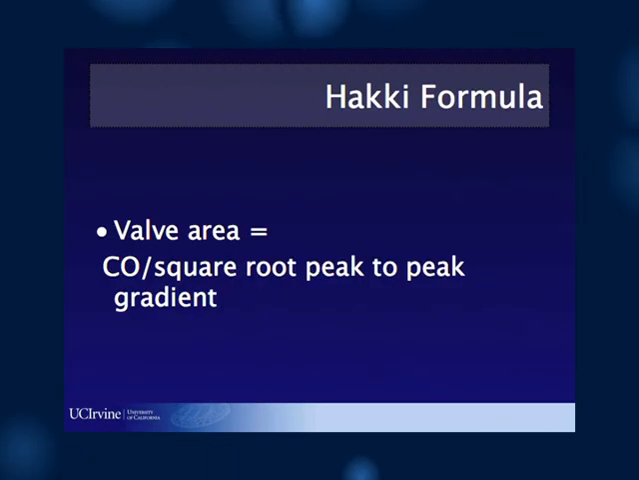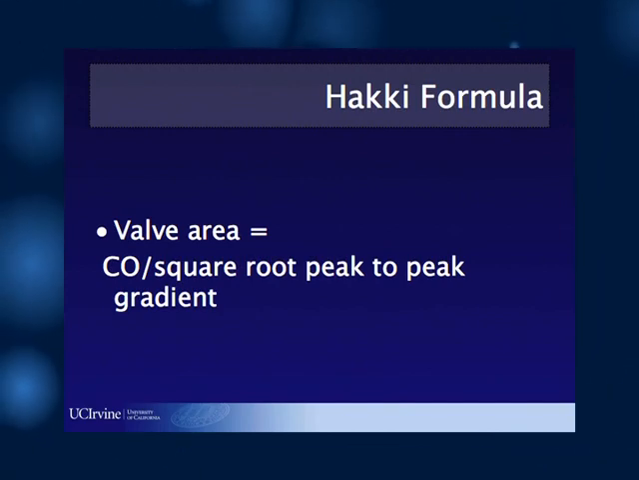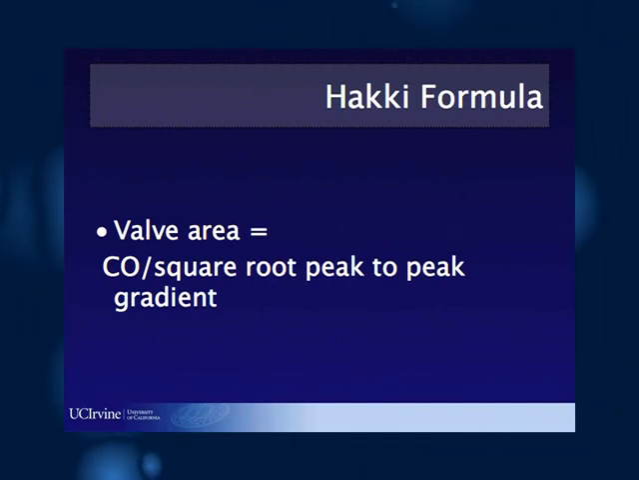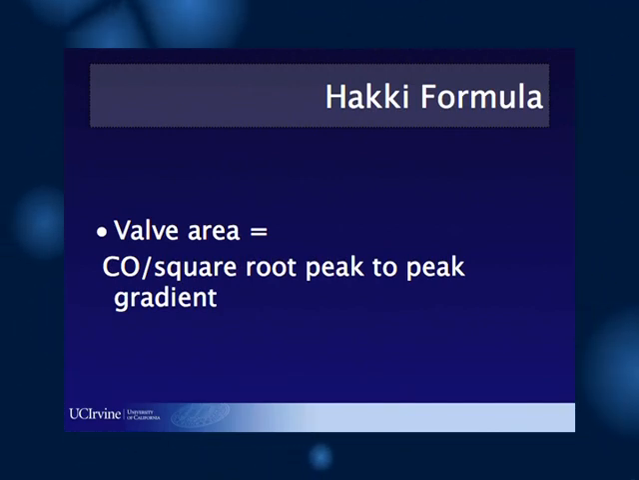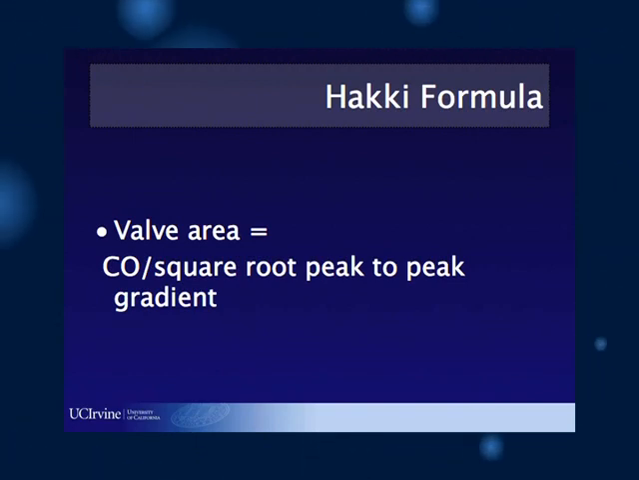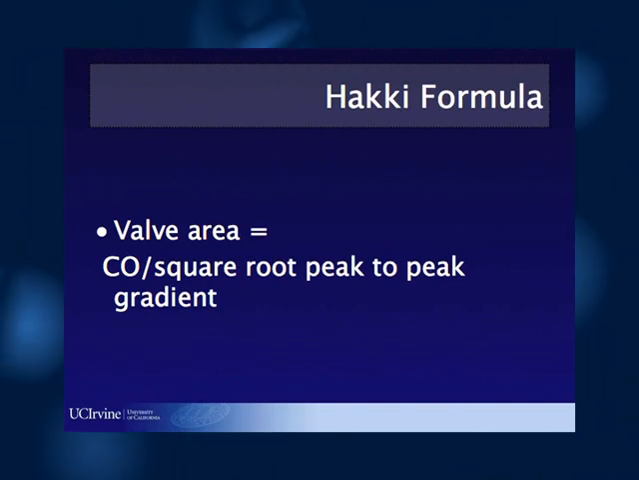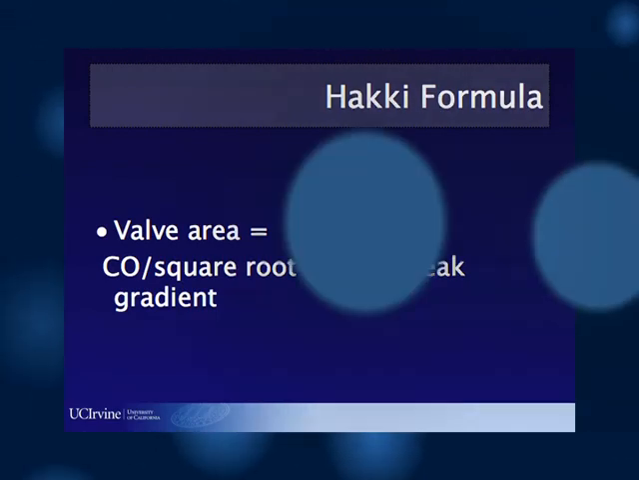Finally, the Hakki formula. This method is a simplified approach to calculating valve area. It is most useful for aortic valve area, but has been applied to mitral valve area as well. It is accurate when compared to the Gorlin formula for heart rates between 60 and 100 beats per minute. To use the Hakki formula, simply compute cardiac output divided by the square root of the peak-to-peak gradient.